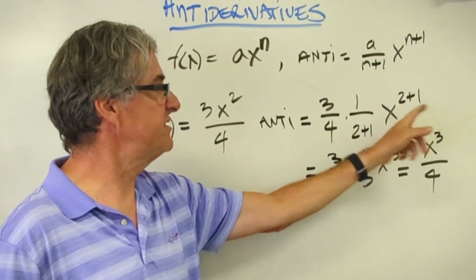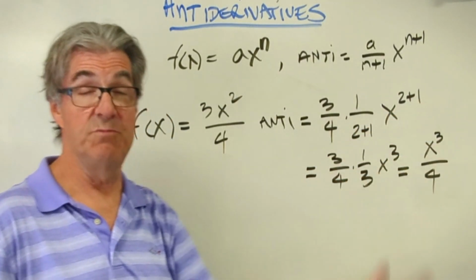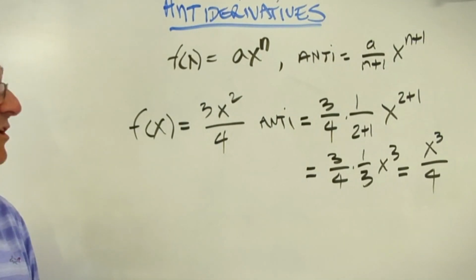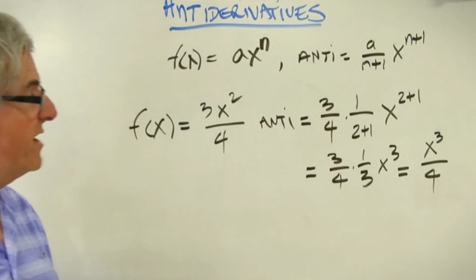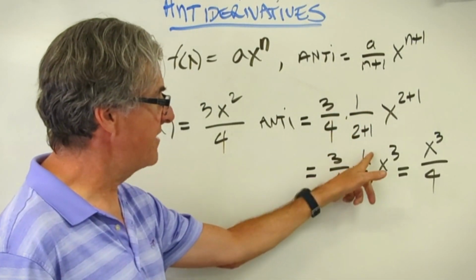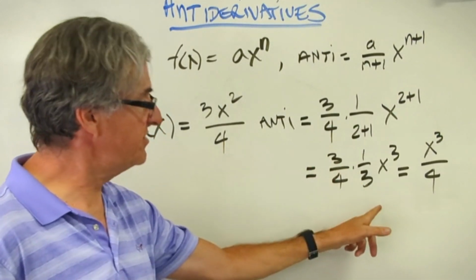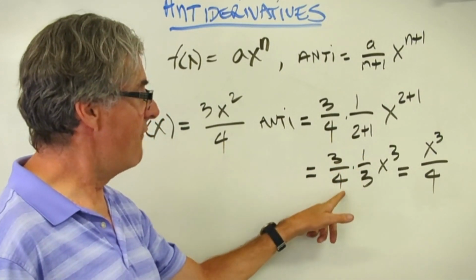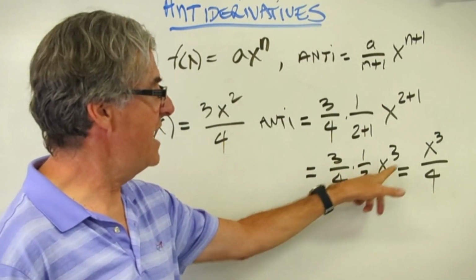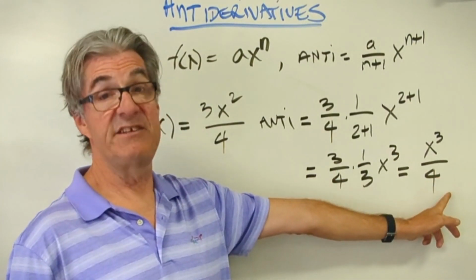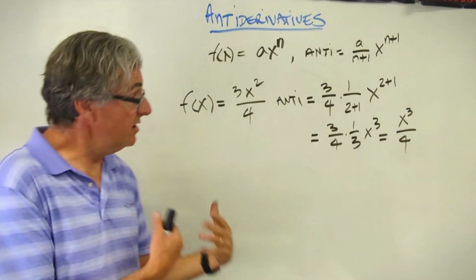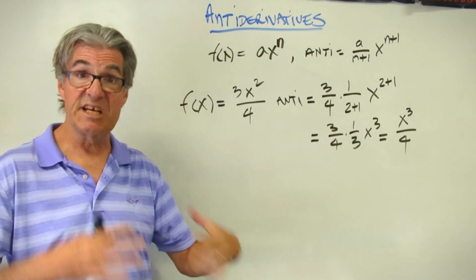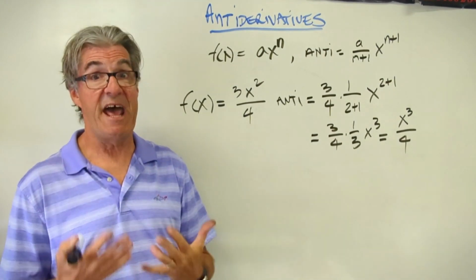And of course, here's my x, and then I have my n plus 1, which is 2 plus 1, as my exponent. Okay, so this reduces down quite a bit. I just finished that out. Now this is 1/3, and I can cancel my 3, so I just have a 4 on the bottom of my x to the third. So there's my antiderivative. Pretty cool. A little bit more complex, but this is all basic algebra skills that you should have.